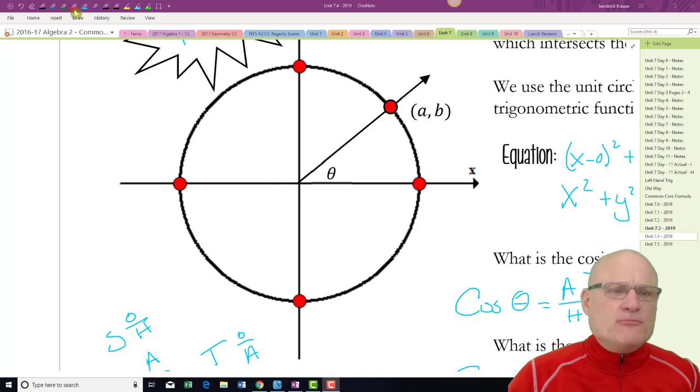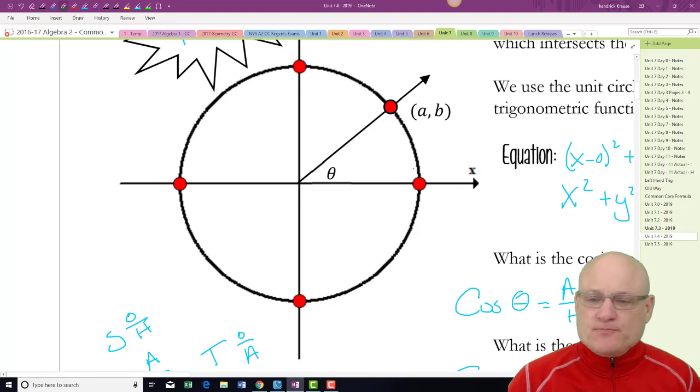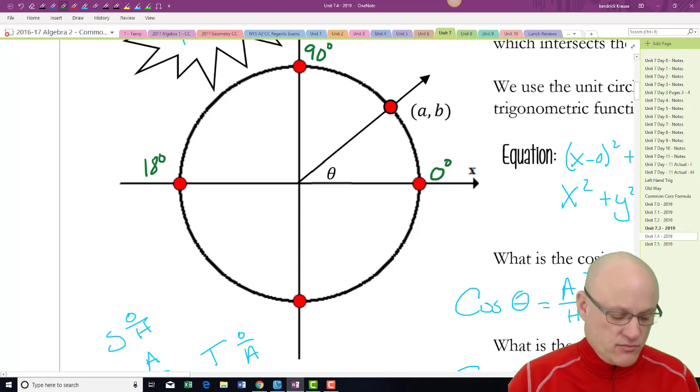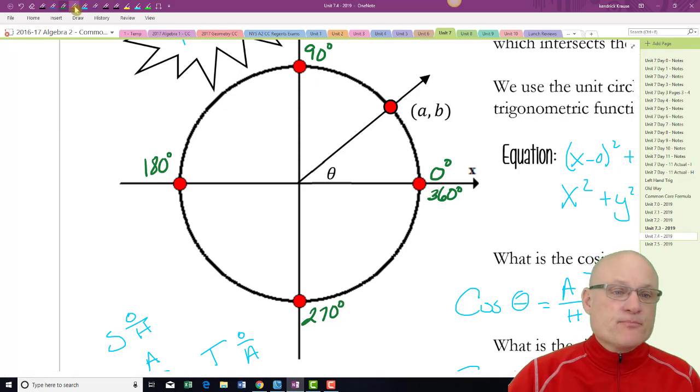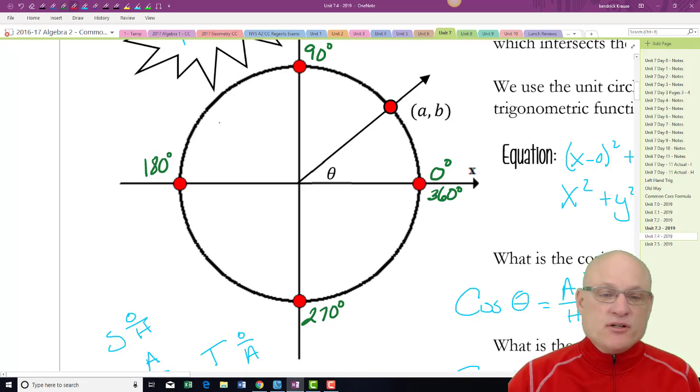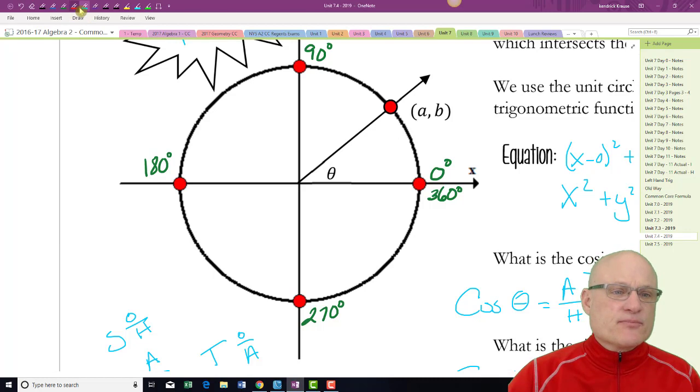So let's talk about the unit circle. We know this is 0 degrees. It's also 0 radians. This is 90 degrees. This is 180 degrees. This is 270 degrees. And this is 360 degrees. Now let's do it in radians.